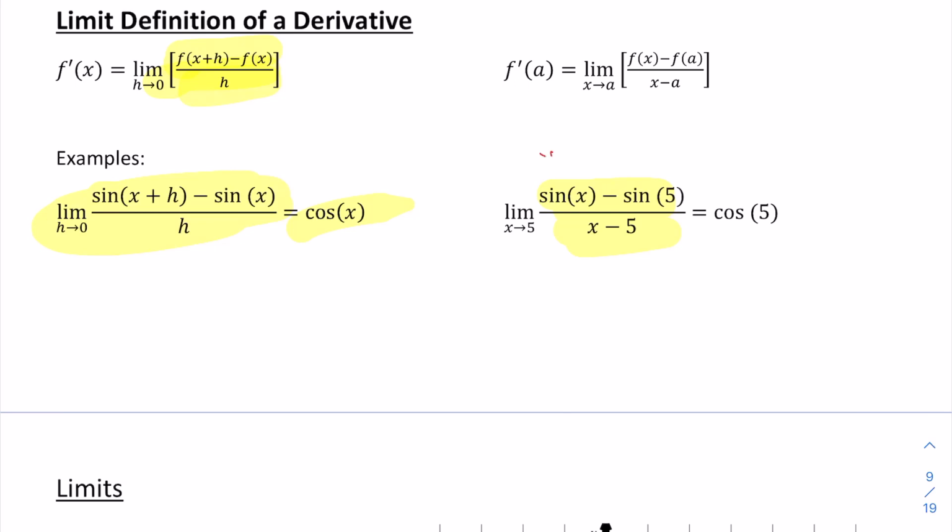Or you might see something here that looks like a slope: y2 minus y1 over x2 minus x1. That's really happening as the two x values get really close to each other. That is a derivative. So really what it's asking you to find is the derivative of sine of x at 5. Well, the derivative of sine of x is just cosine of x, and then we plug in 5. And so we end up getting cosine of 5.